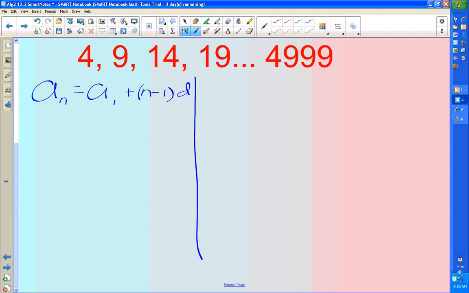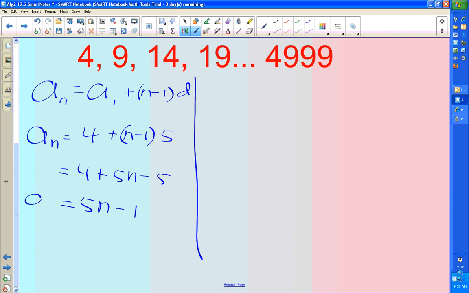So on this problem, I'm trying to write the explicit formula. I write it down in general. A sub n is equal to a sub 1, which is 4, plus n minus 1 times the common difference, 5. Now, with an explicit formula, you have to simplify. So now you're back to your algebra skills. 4 plus 5n minus 5 is going to be 5n minus 1. That's your explicit formula.